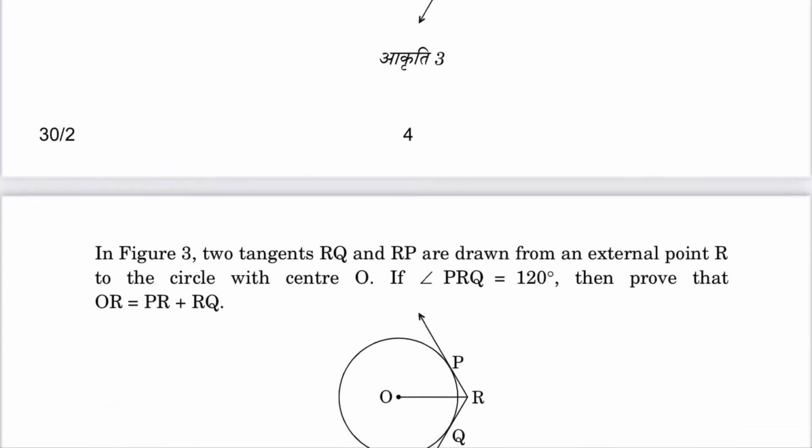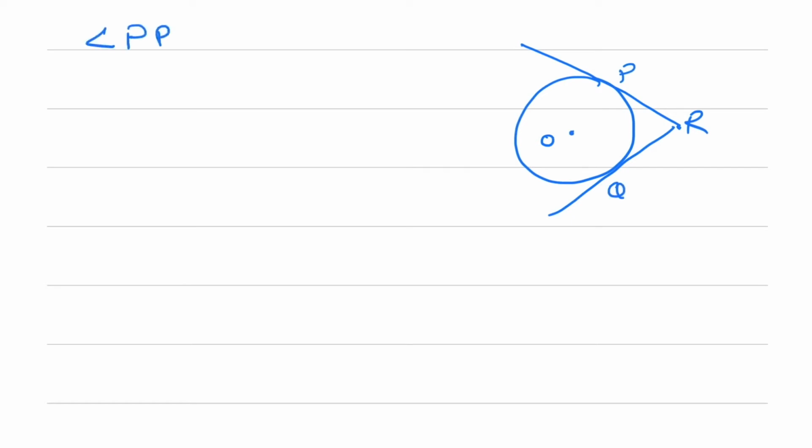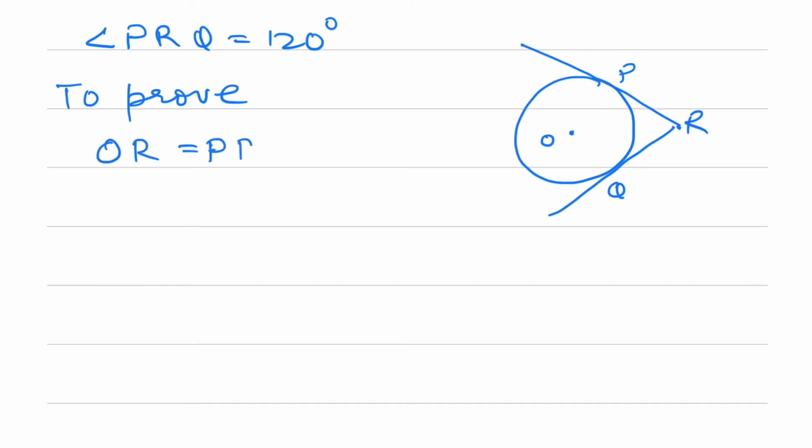Question number 7 on tangents. In this question, we are given a circle with center O, and we have an external point R, and two tangents are drawn from this, touching at P and Q. Angle PRQ is given as 120 degrees, and we have to prove OR is equal to PR plus RQ.